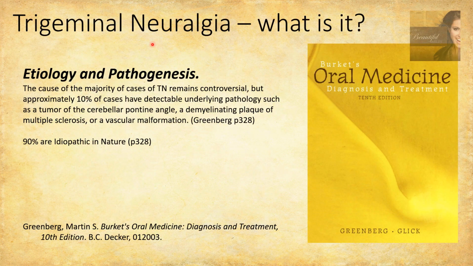So what is trigeminal neuralgia? According to Oral Medicine: Diagnosis and Treatment, regarding etiology and pathogenesis, in 10% of the cases we can see some kind of underlying pathology that might be a tumor, a vascular malformation or a vascular compression. And 90% of these are idiopathic in nature, which is just a fancy way of saying, well, we don't really know why the patient's feeling pain there. And that's a really big number, right? That's a big number to sweep under the rug. But here are the citations if you want to look it up yourself.